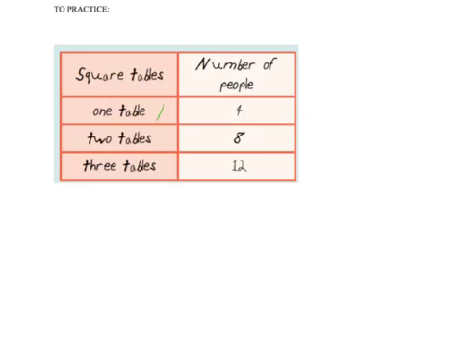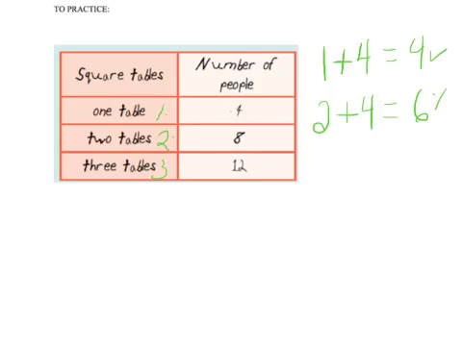We have 1 table to 4, 2 tables to 8, 3 tables to 12. So what could we do from 1 to get to 4? Well, we could try a couple of things. First let's try adding. 1 plus 4 does equal 4. Check, that one works. Our next input is 2, so 2 plus 4 equals 6. Shucks, that one doesn't work. So that means the plus 4 pattern isn't an option.